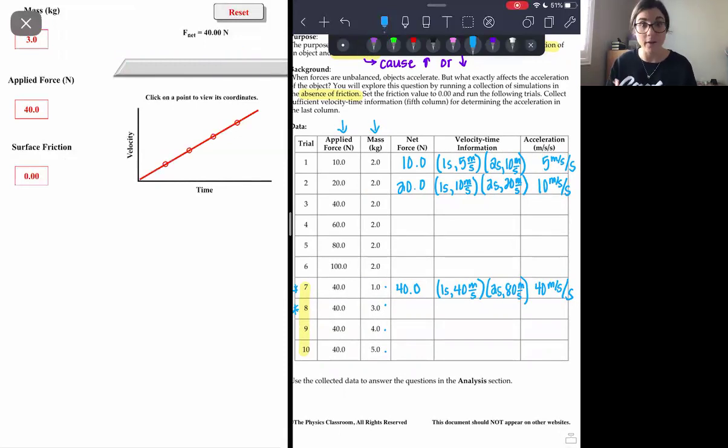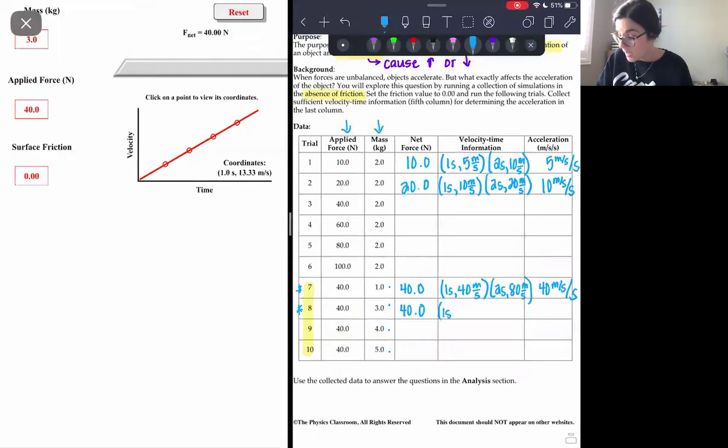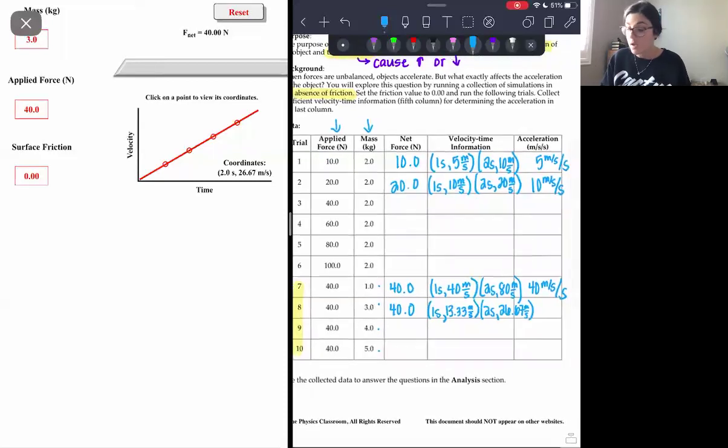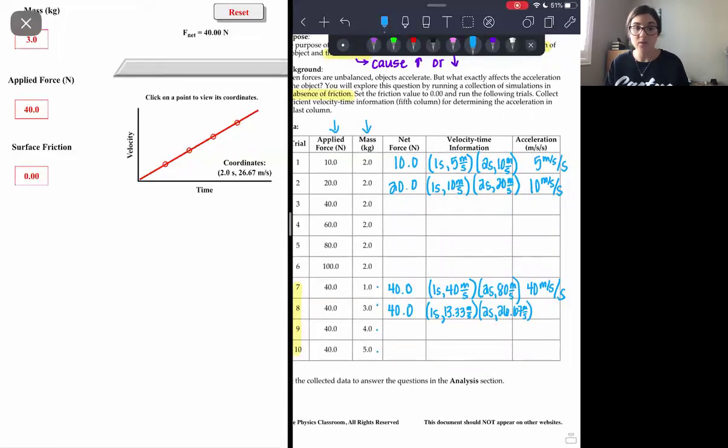Okay, that was a little bit different because my line is not as steep, and I could even see from the program it didn't seem like the block was speeding up as much as it did before. So my net force is still 40.0 newtons, but my ordered pairs are going to be a little bit different. So my first ordered pair is saying that at 1 second, the block was going 13.33 meters per second. At the second ordered pair, at 2 seconds, the block was going 26.67 meters per second. Geez. So my values are very different.